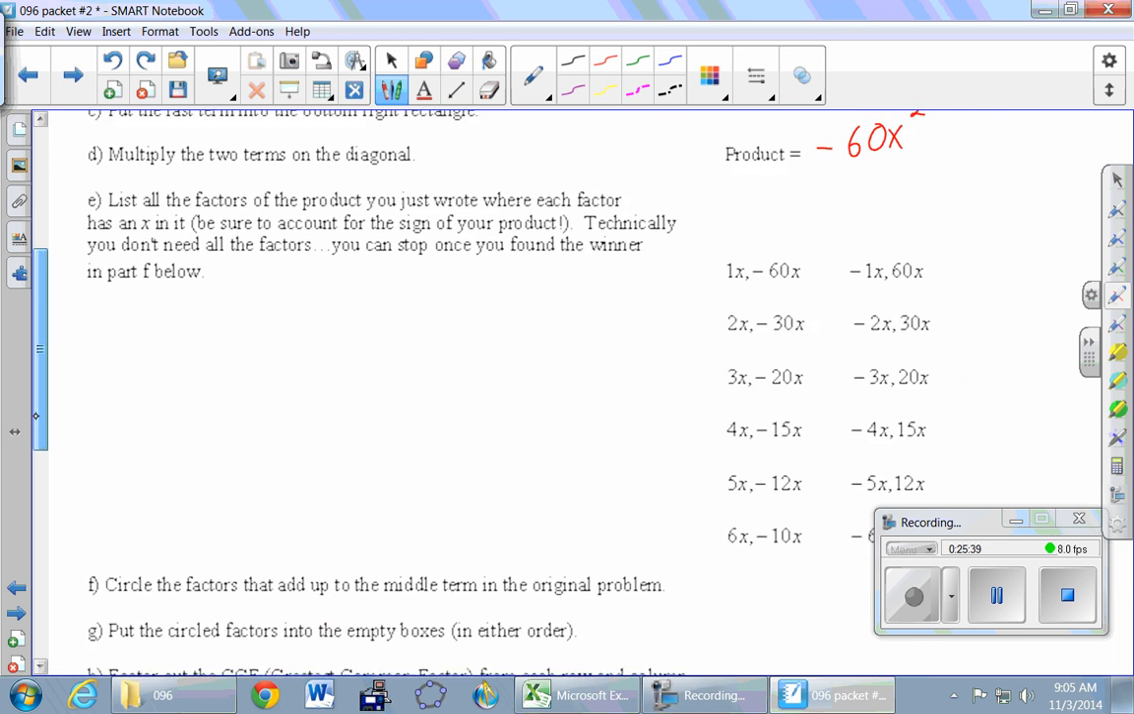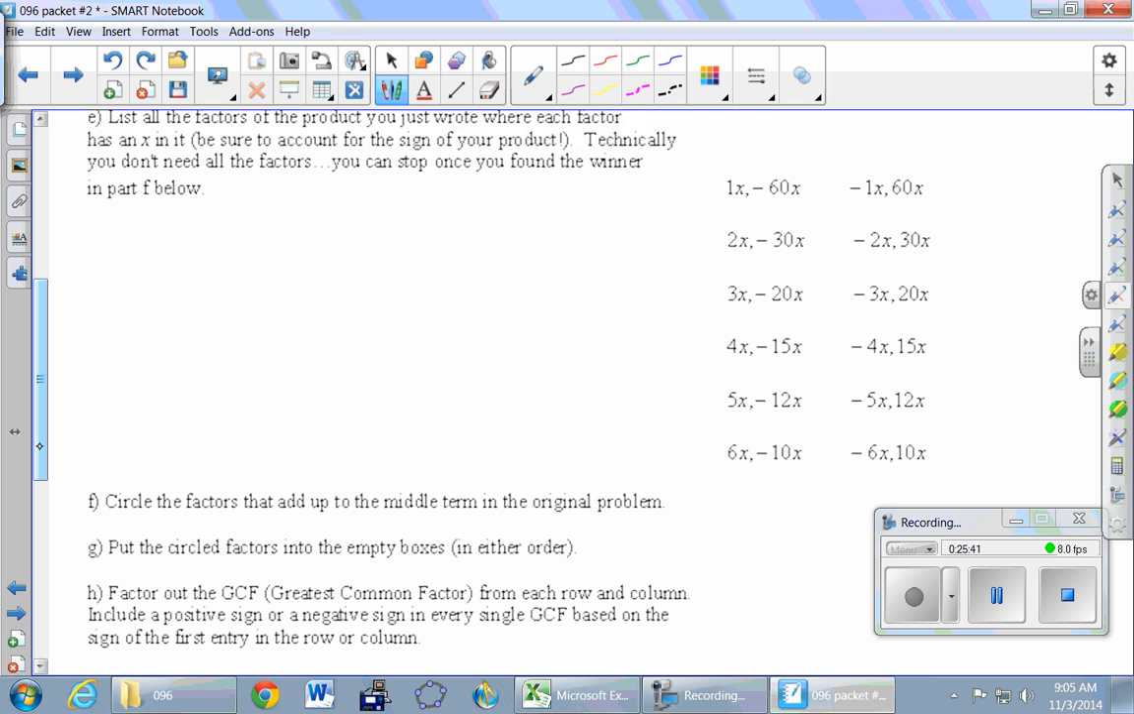And again, to save a little bit of writing, I actually listed them all here. But just take a random looking one like this right here. What do you get when you multiply those two things? Negative 60x squared. So that's all the possibilities for multiplying two numbers and getting negative 60x squared. And there's this little detail here. It says, list all the factors. Each factor has to have a single x in it. So notice that everything has an x next to it, right? So negative 3x, positive 20x.